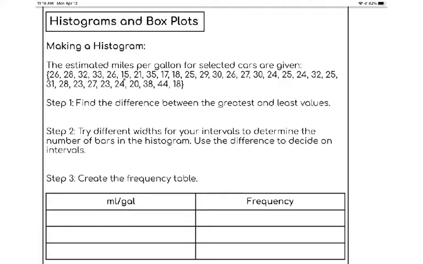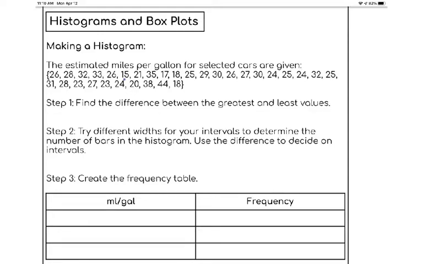Good morning. Okay, since learning about data distribution and outliers, we can now start to distribute this data in certain ways. And in the last video, we talked about a dot plot or a line plot in order to distribute that data. And today, we're going to talk about histograms and box plots.